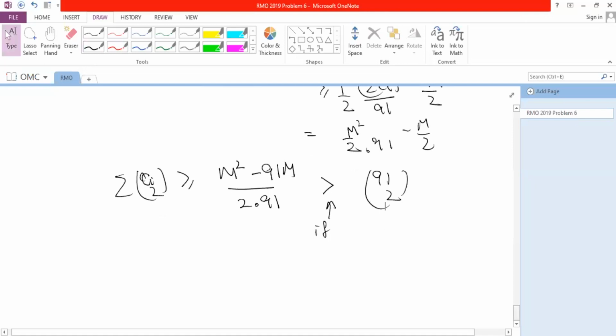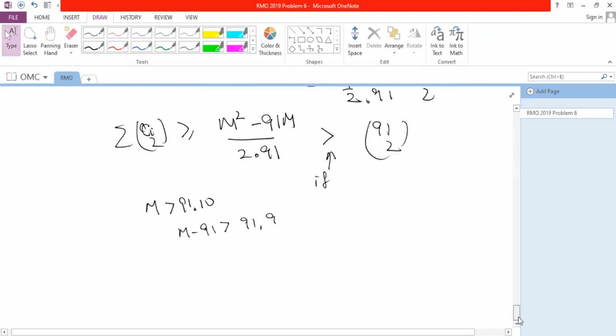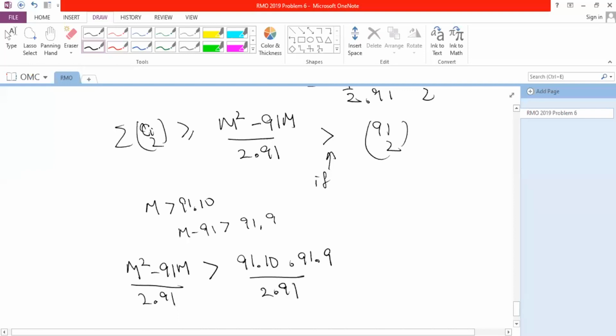So note that M is greater than 91 times 10, so M minus 91 is greater than 91 times 9. As both of them are positive, we can again multiply these. So M squared minus 91M is greater than 91 times 10 times 91 times 9. Now 2 times 91 is positive, so we can safely divide, cancelling out a factor of 91 and a factor of 2. We have that this is greater than 91 times 45.